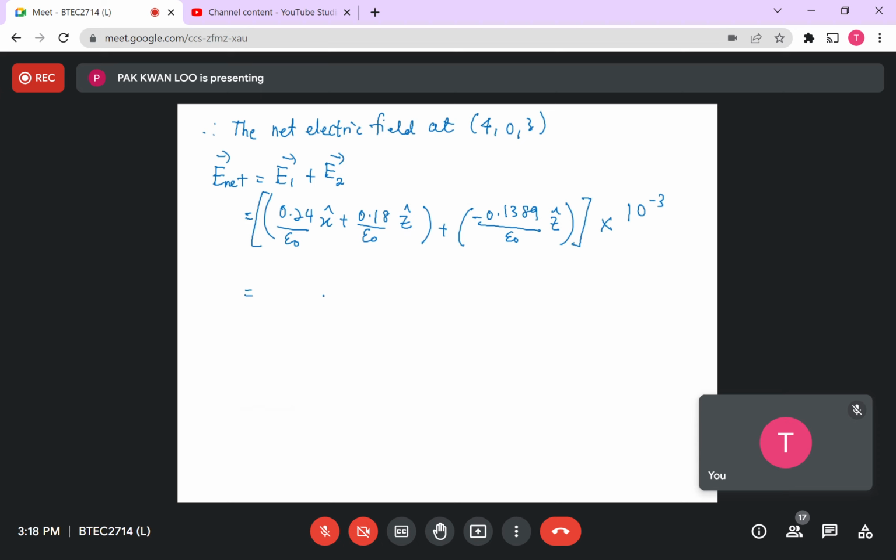Okay, so 0.18 minus 0.1389. So we will get about, I can round this up as negative 0.14, just for the sake of easy calculation. So I will just write it as negative 0.14.